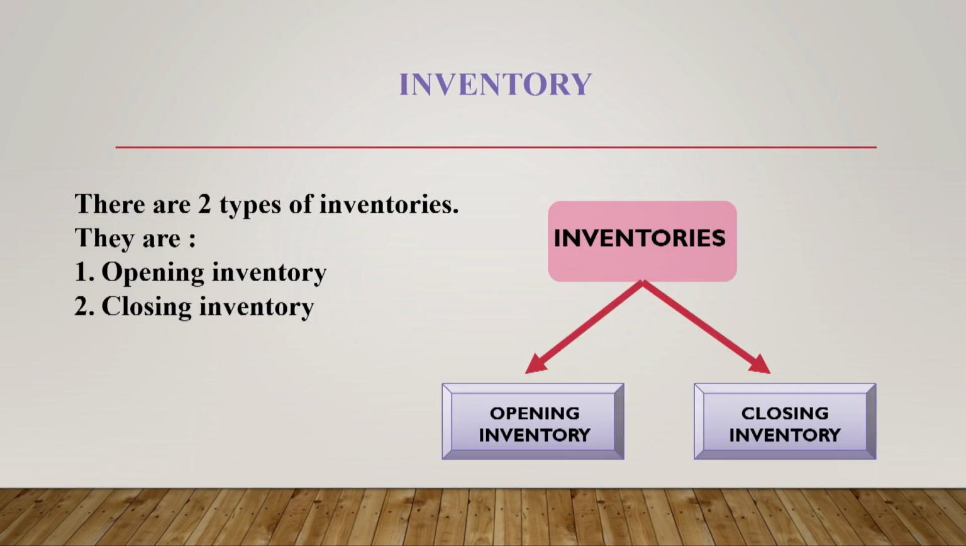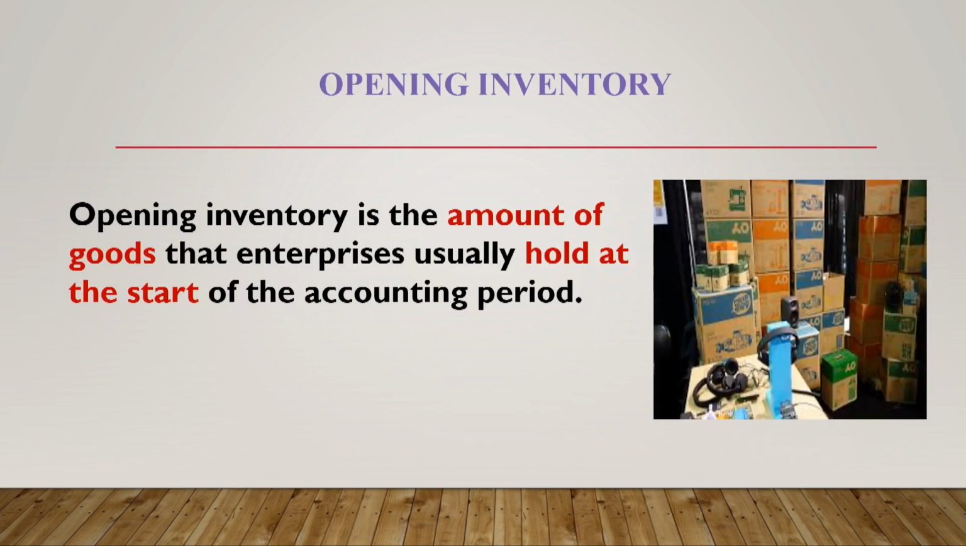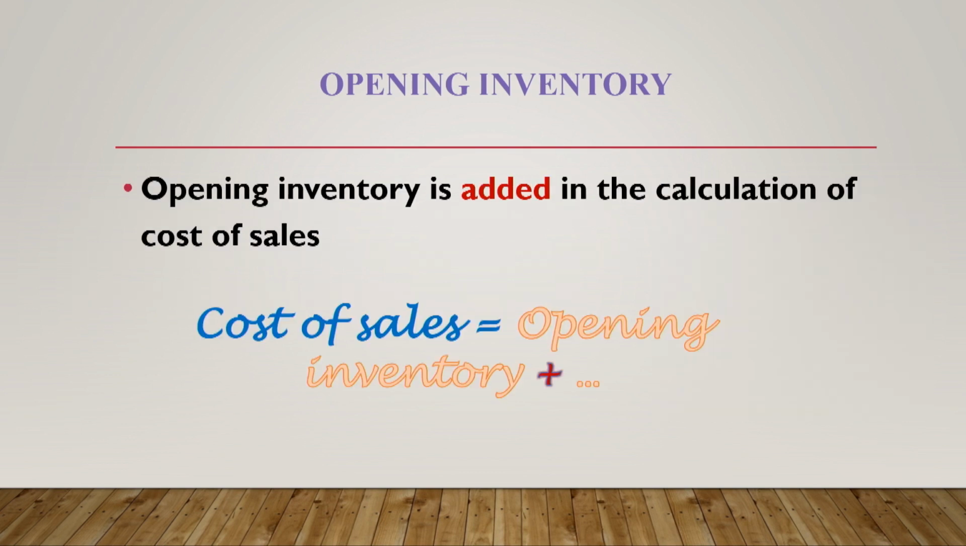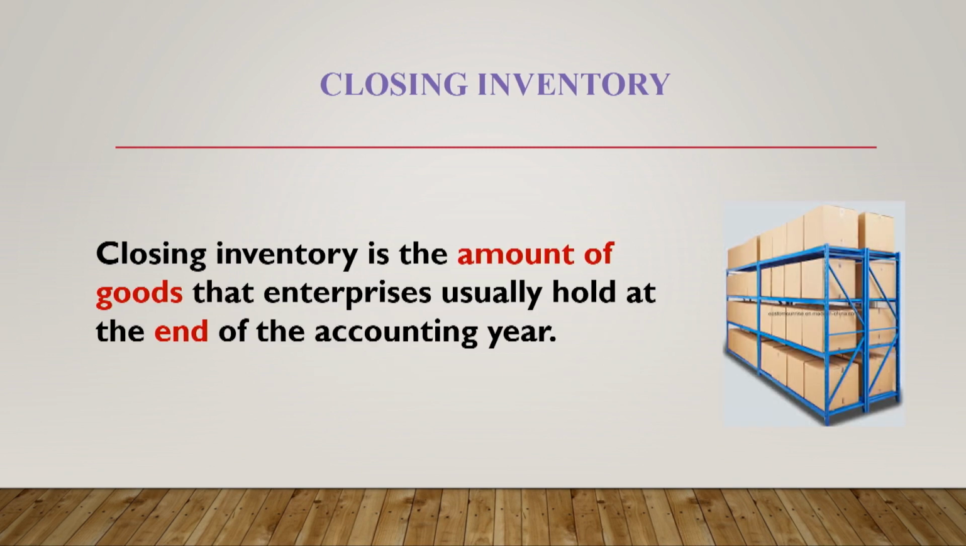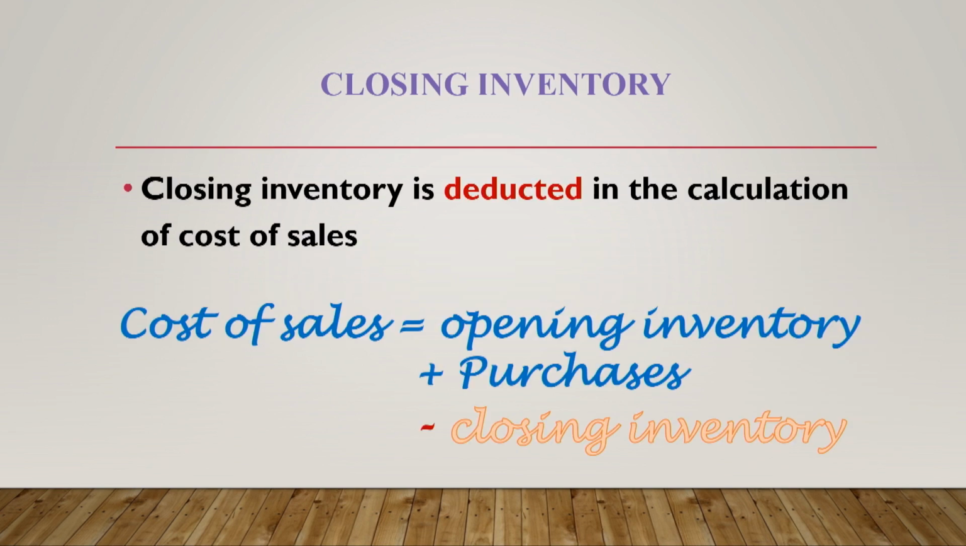Let us now take a look at inventory. There are two types of inventories. They are opening inventory and closing inventory. What is opening inventory? It is the amount of goods that enterprises usually hold at the start of the accounting period. Opening inventory is added in the calculation of cost of sales. What is closing inventory? It is the amount of goods that enterprises usually hold at the end of the accounting year. Closing inventory is deducted in the calculation of cost of sales.